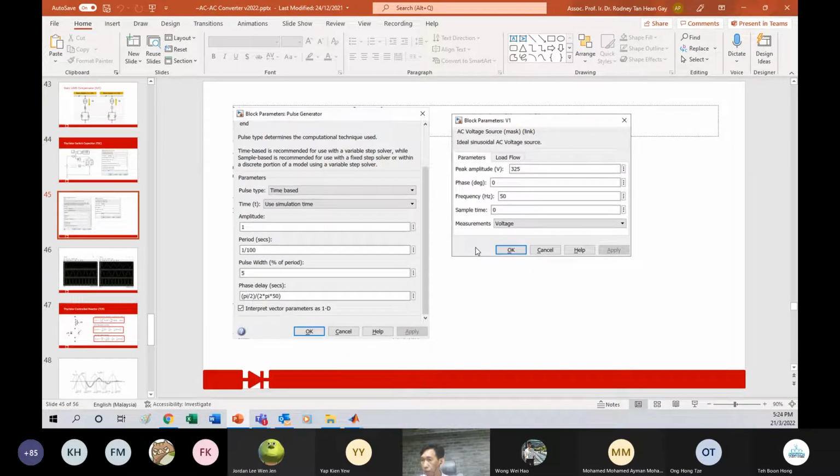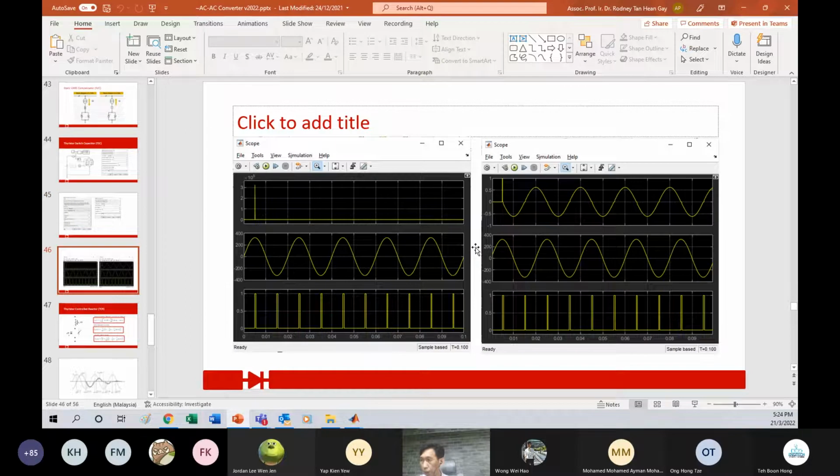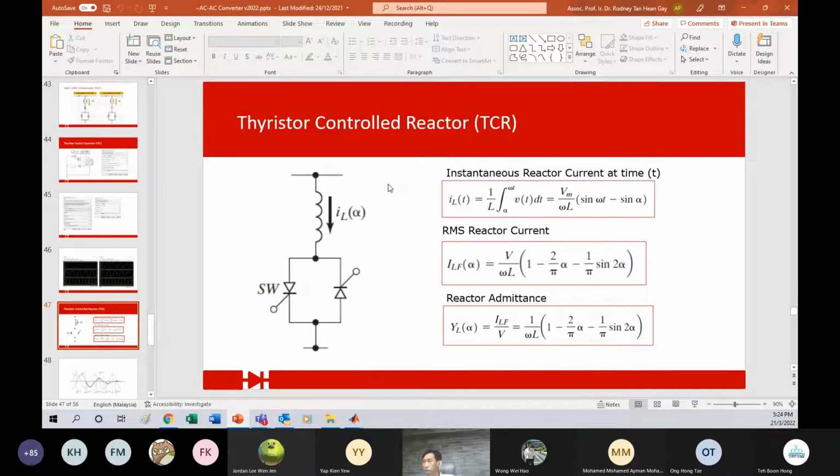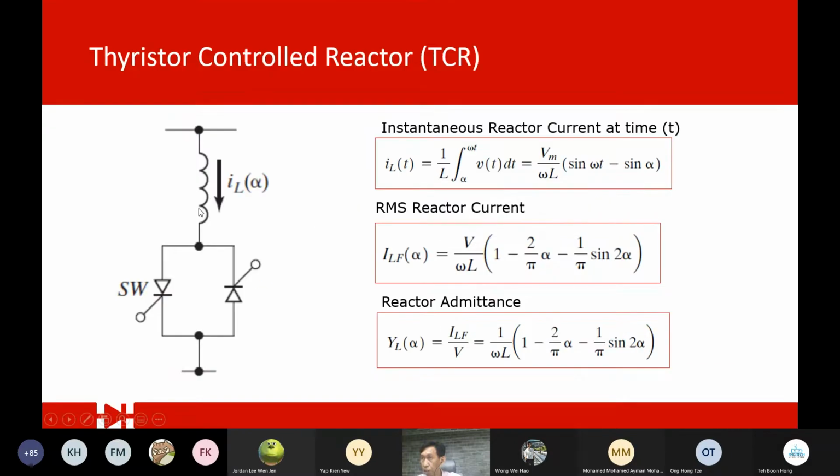So now we move on to the TCR. TCR, on the other hand, is to control the reactor. As you can see from the diagram here, instead of a capacitor, you just change it to an inductor. So again, it does the same job by injecting reactive power to the grid, and you can actually control how much reactive power you want to inject.